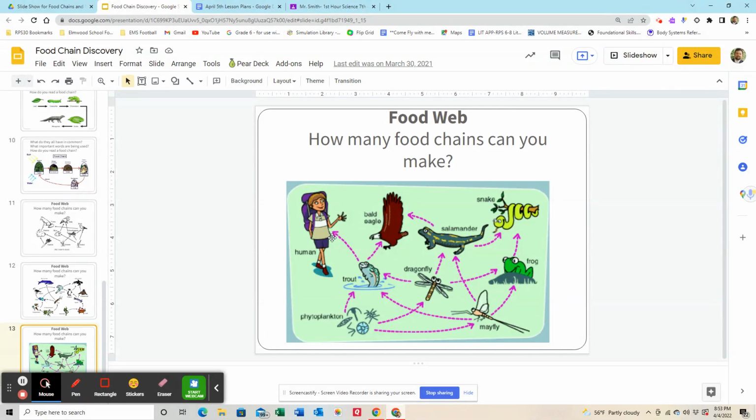12. And then I think I missed one. I think it was phytoplankton, mayfly, salamander, bald eagle. 13. So I think there's 13 here, maybe more. See how many you can find. Regardless, what you can see is that a food chain is a part of a food web, and there are many, many food chains within a food web.